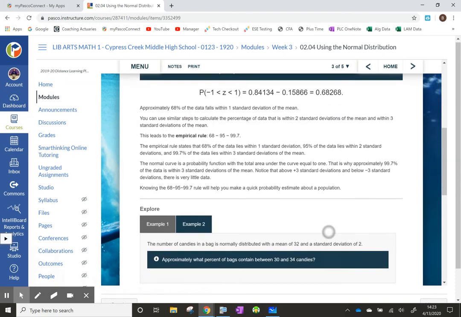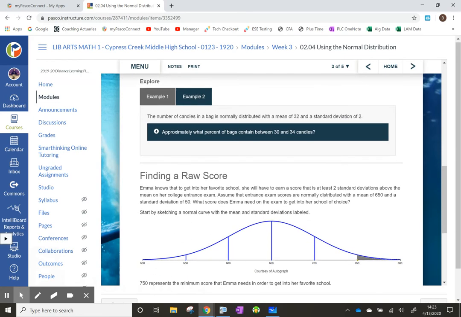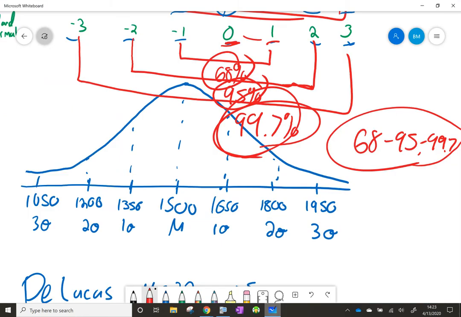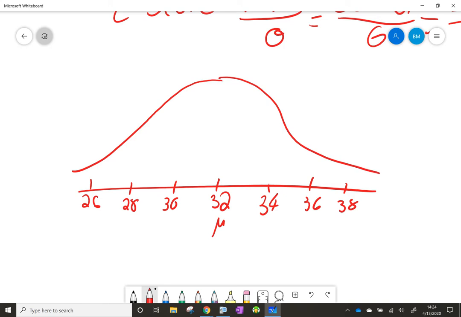All right, so that's what all this first part says here. Now, example 1. A number of candies in a bag is normally distributed with a mean of 32 and a standard deviation of 2. Let's make a graph for that real quick. So a mean of 32, so the mean will be in the middle, and a standard deviation of 2 means this will be 34, 36, 38, 30, 28, 26. So the mean here is in the middle. Our graph would look something kind of like this.